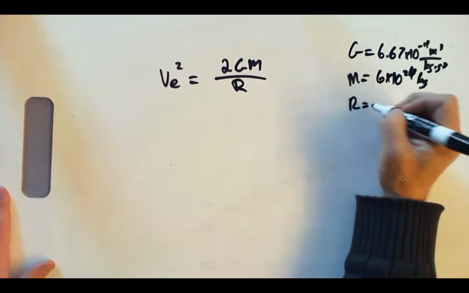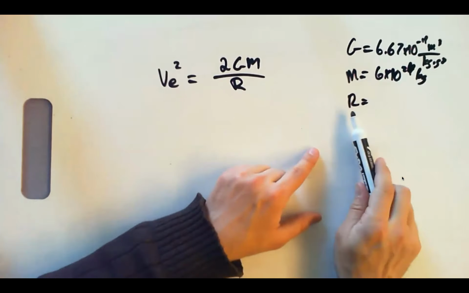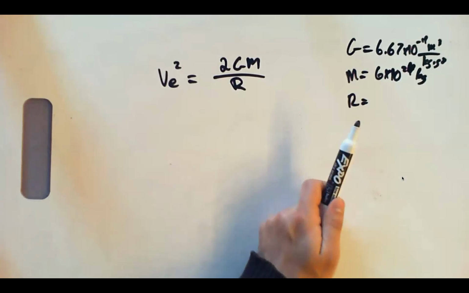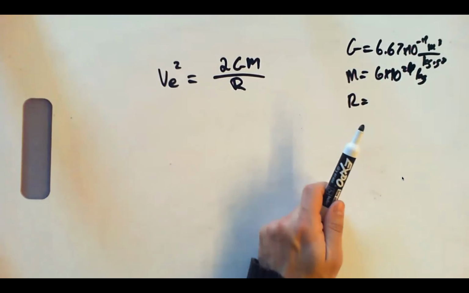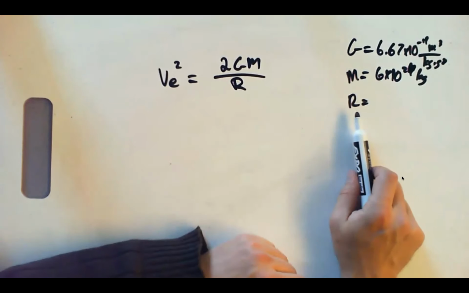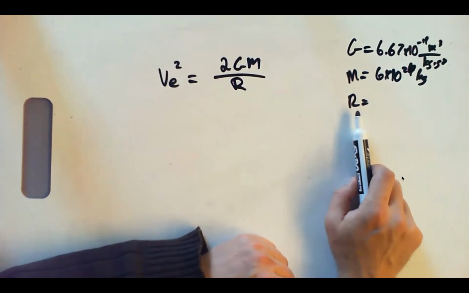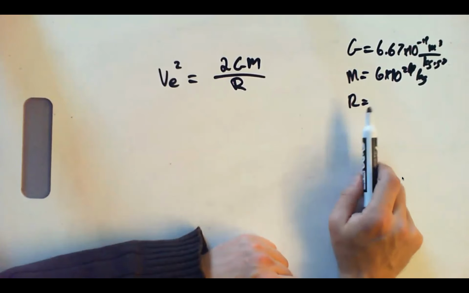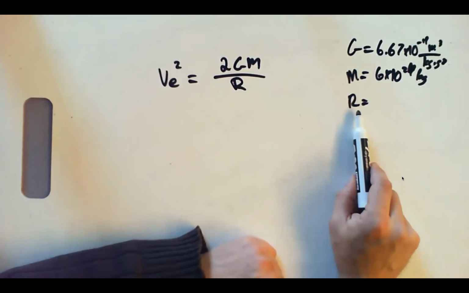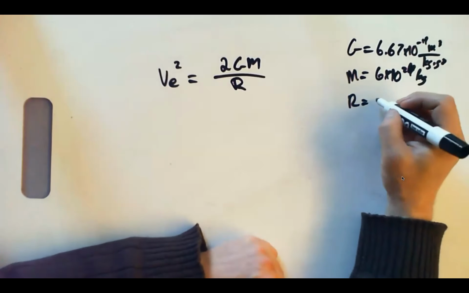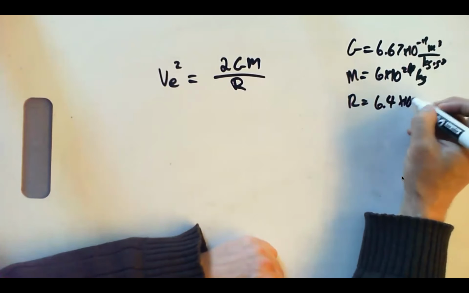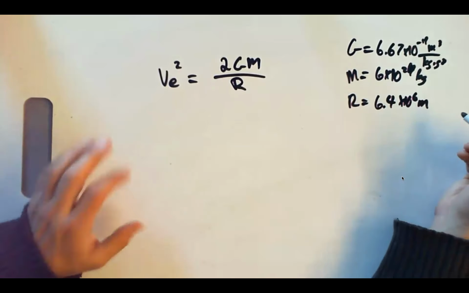We know that R, in this case, is the radius of the object itself, right? That's only because we are going from the surface of that object. If we were above the surface of the Earth, it would not be the radius of the Earth itself, it would be the distance from us to the center of the Earth. When you're standing on the surface of the Earth, though, the distance to the center is the radius of that object. In this case, 6.4 times 10 to the 6 meters, or 6,400 kilometers.